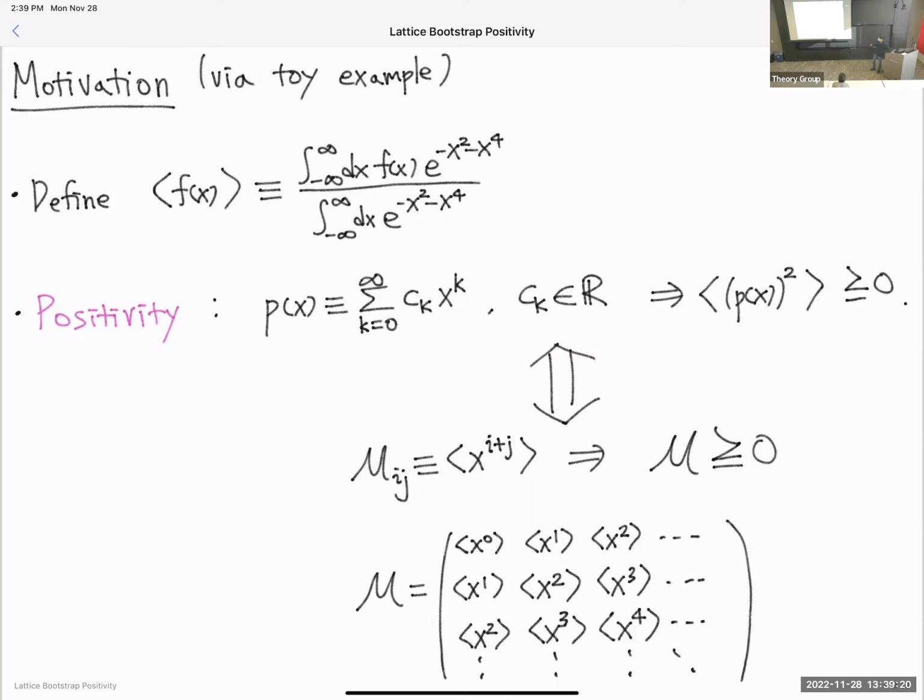Now you notice that because this holds for an arbitrary choice of coefficients c_k, this can be equivalently written as semidefiniteness of the following matrix. We define a matrix M whose ij-th element is given by the expectation value of x to the i plus j-th power. Then it's straightforward to see that this positivity is equivalent to the positive semidefiniteness of this matrix M.